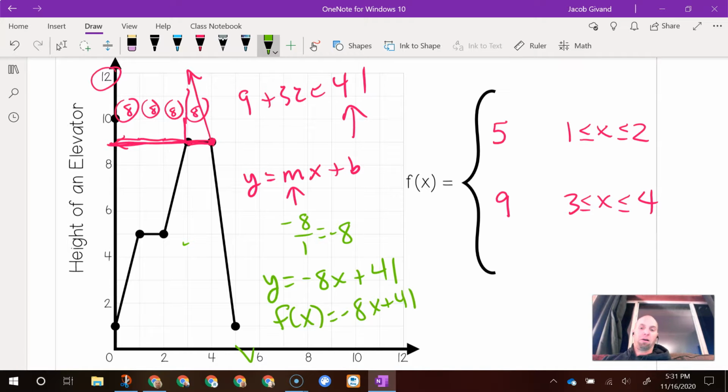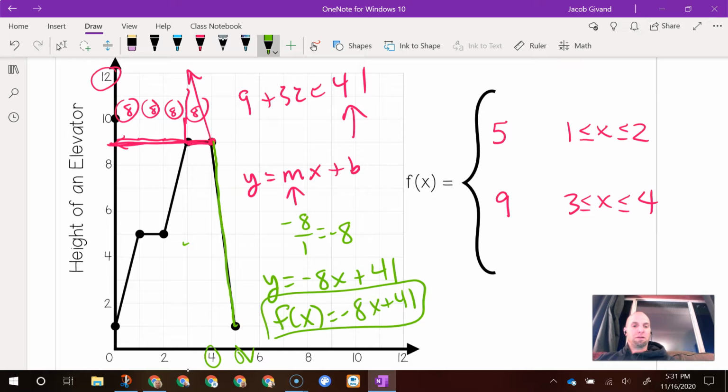That is the final part of our piecewise function, and that's this part right here. And that part goes from x is 4 to x is 5. And this is that big long equation. So it's f of x is negative 8x plus 41, and the domain of that is between 4 and 5. So when x is less than or equal to 5 and x is greater than or equal to 4.